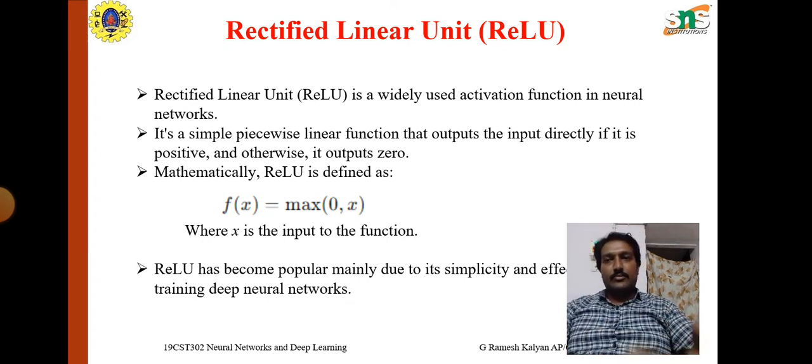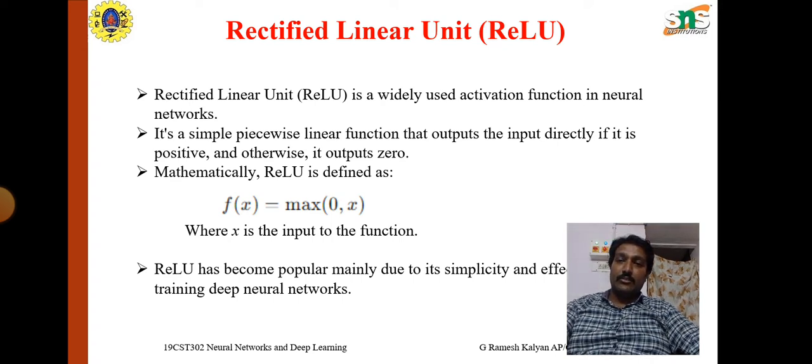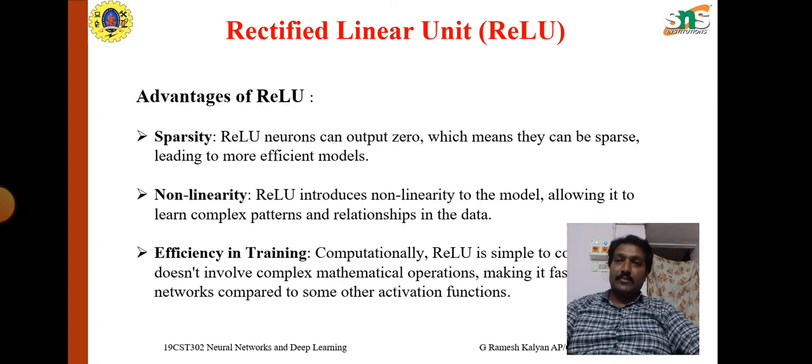So if the input is positive, it gives an output nearly equal to it, or else it just gives an output of 0. Mathematically, the rectified linear unit is defined as f of x is equal to max of 0 comma x, where x is the input to the function. ReLU has become popular mainly due to its simplicity and effective training of deep neural networks, as we saw previously with the vanishing gradient problem.